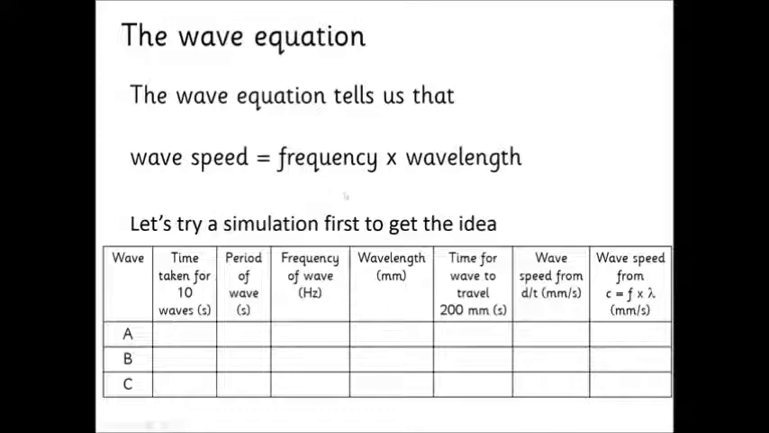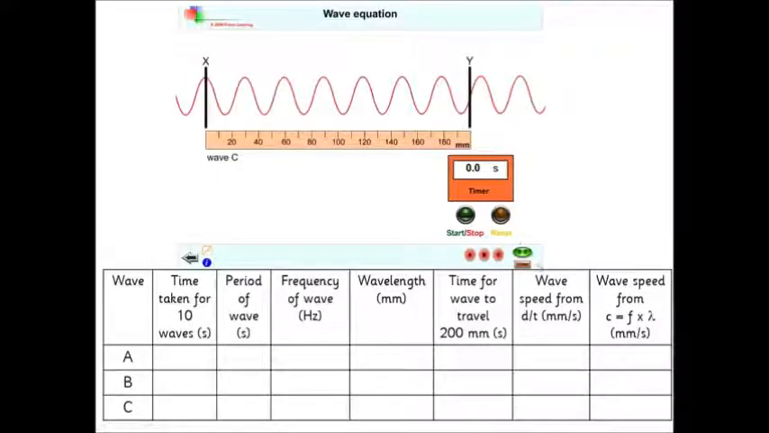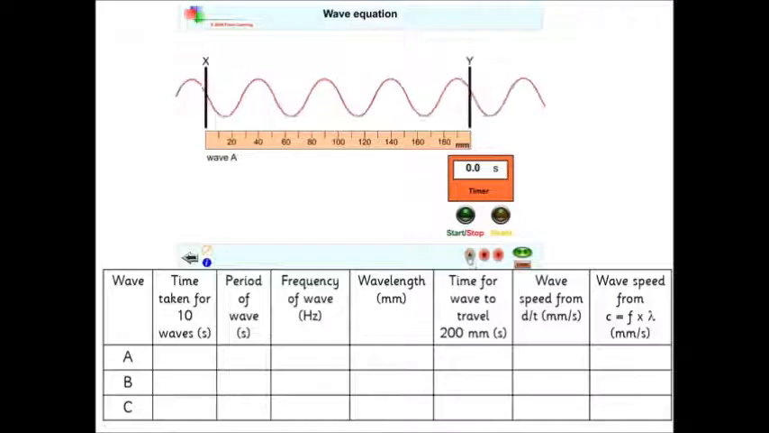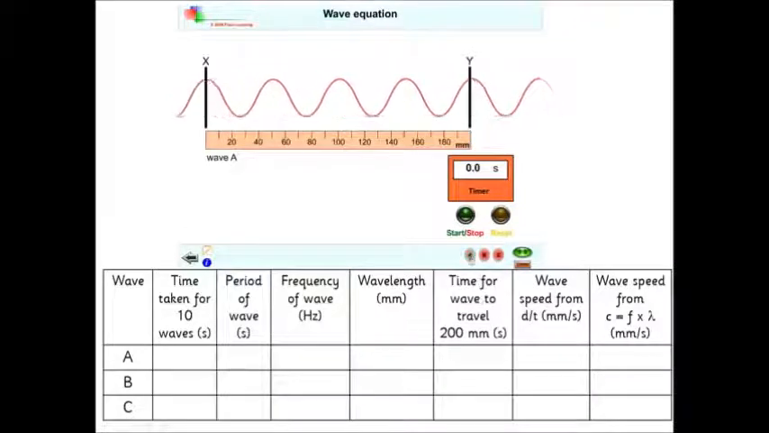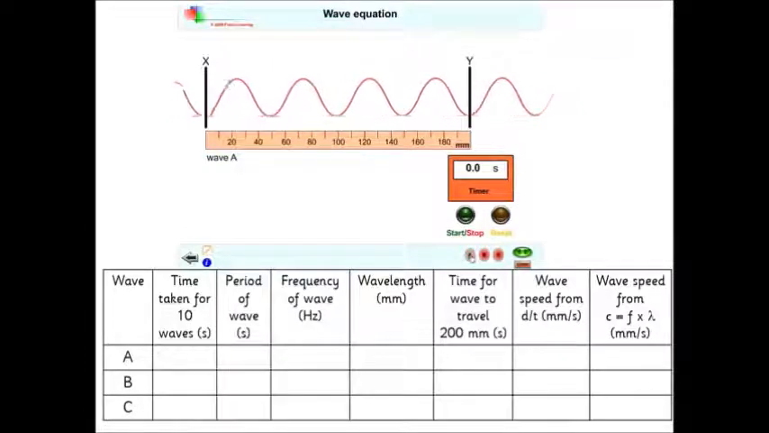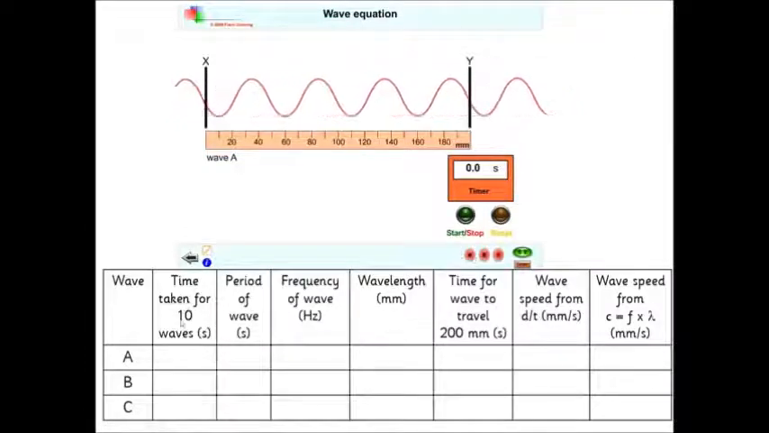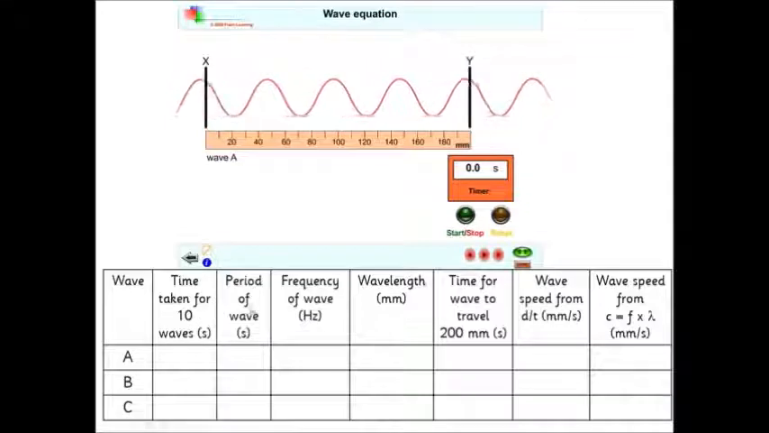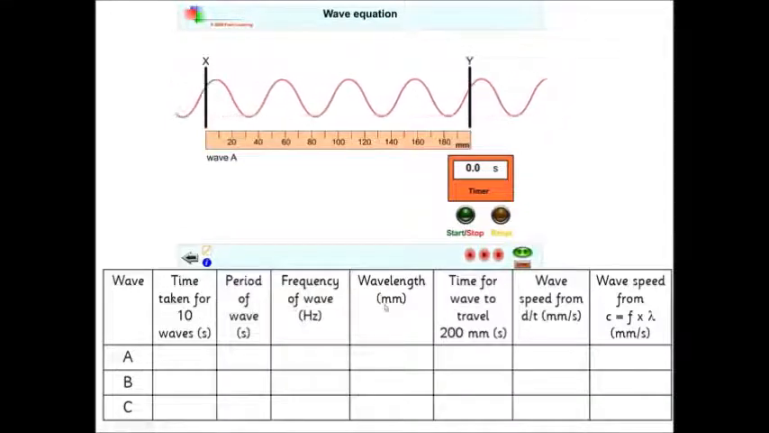So what's this results table here that we're going to try and fill in, and we're going to use a simulation. It is quite time consuming, so I'm probably just going to do A, and then I'll very quickly go through B and C so you can see the results. This is the animation that we're going to use, and we're going to look at this particular wave, which is wave pattern A. We're going to look at things like the time taken for 10 waves, the period of the wave, frequency, wavelength, etc.